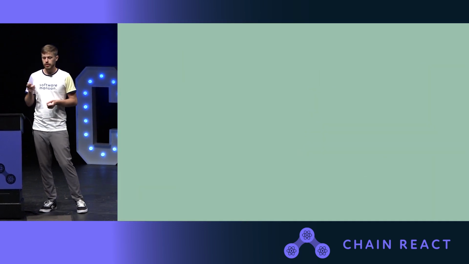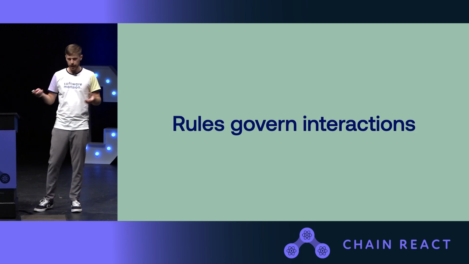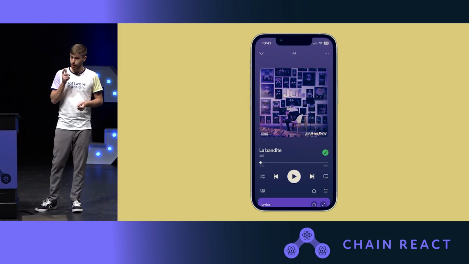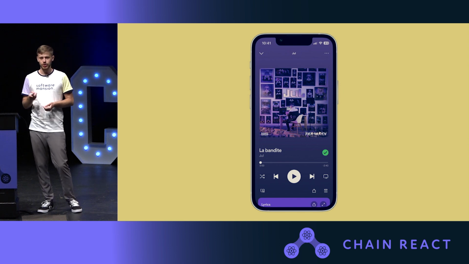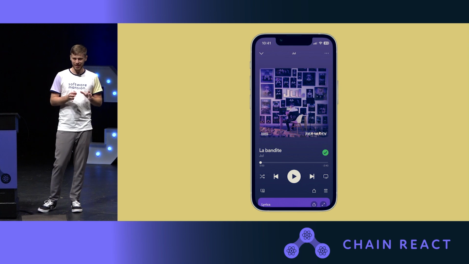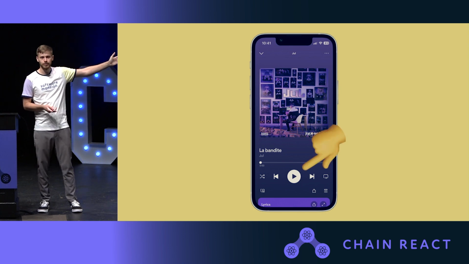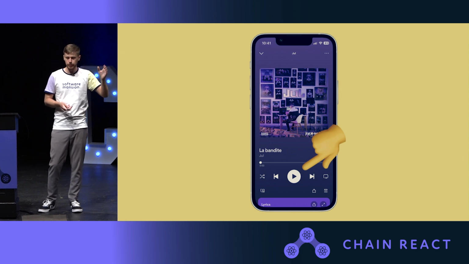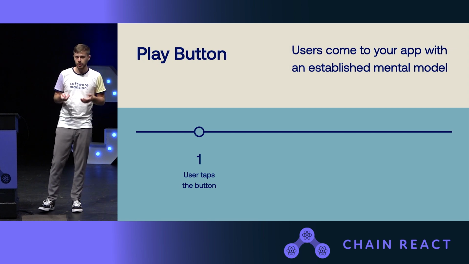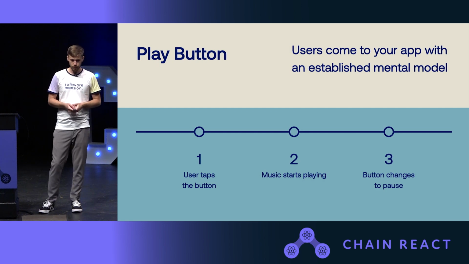We had triggers, we have rules. And rules govern interactions. They tell how the interaction should behave. And rules are kind of cool because your users have been using mobile apps for a decade now or more. They already know, even if they've never seen Spotify, what this button should do, right? They have some mental model in their brain.